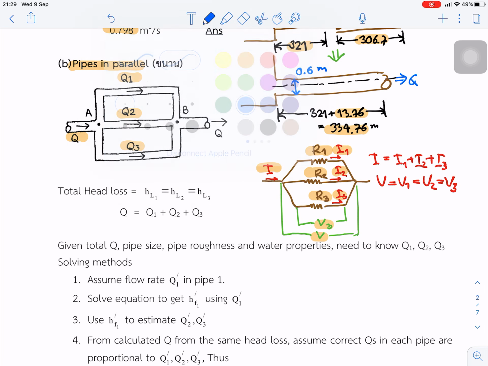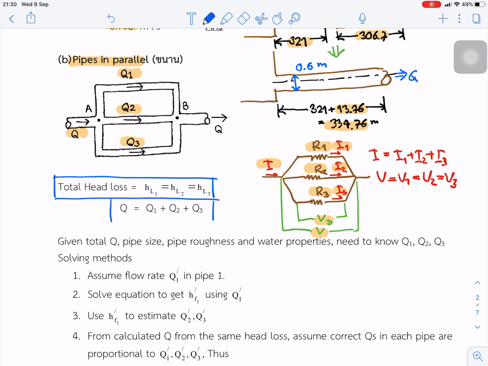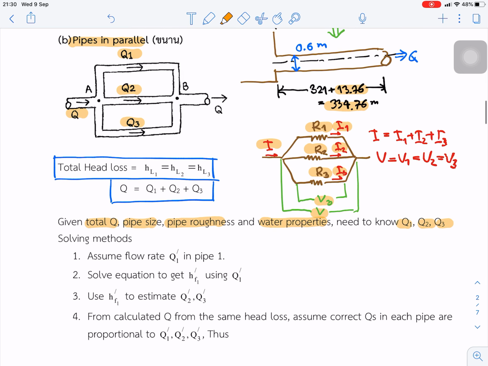So this is similar to the flow in pipes. You can see that the head loss is equal. So head loss is equal to the individual head loss, and Q is a summation of Q. Okay. So given a total Q, pipe size and roughness and water property, we need to know what is Q1, Q2, and Q3. But how to find this?